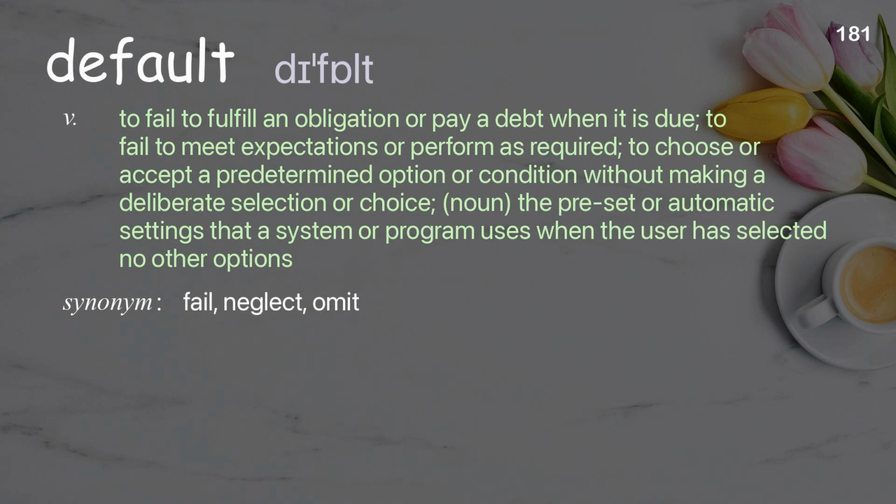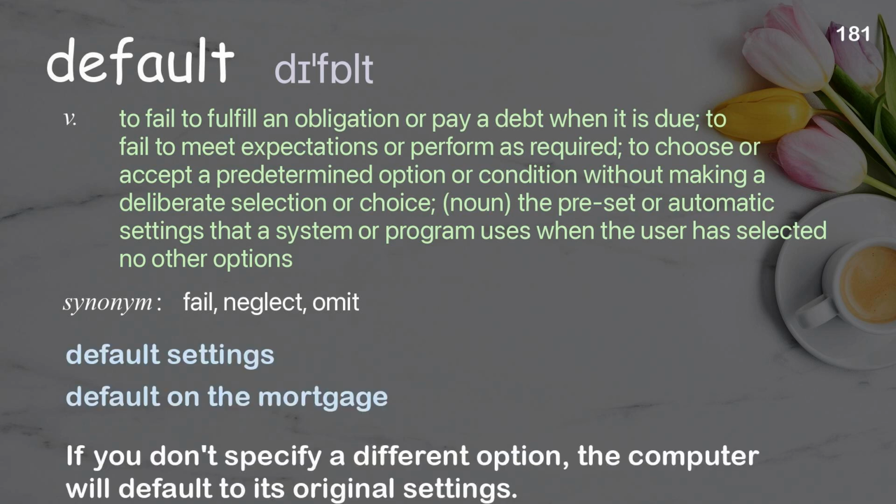Default. To fail to fulfill an obligation or pay a debt when it is due, to fail to meet expectations or perform as required, to choose or accept a predetermined option or condition without making a deliberate selection or choice. Noun: the preset or automatic settings that a system or program uses when the user has selected no other options. Examples: Default settings. Default on the mortgage. If you don't specify a different option, the computer will default to its original settings.